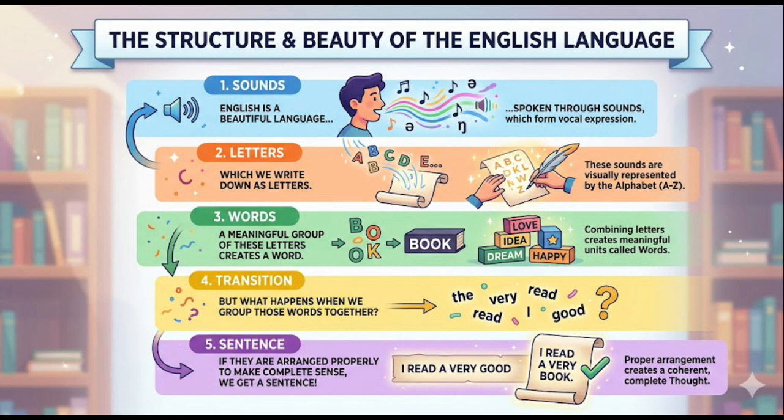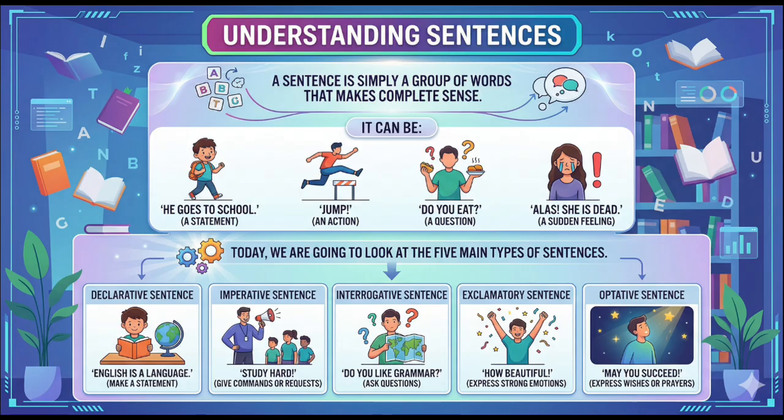But what happens when we group those words together? If they are arranged properly to make complete sense, we get a sentence. A sentence is simply a group of words that makes complete sense. It can be a statement like he goes to school, an action like jump, a question like do you eat, or even a sudden feeling like alas, she is dead.